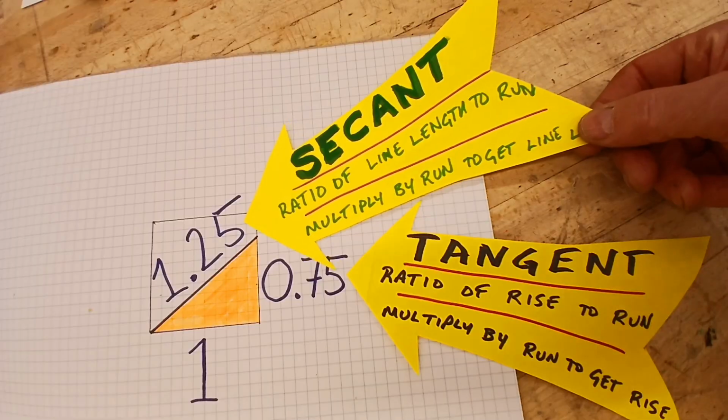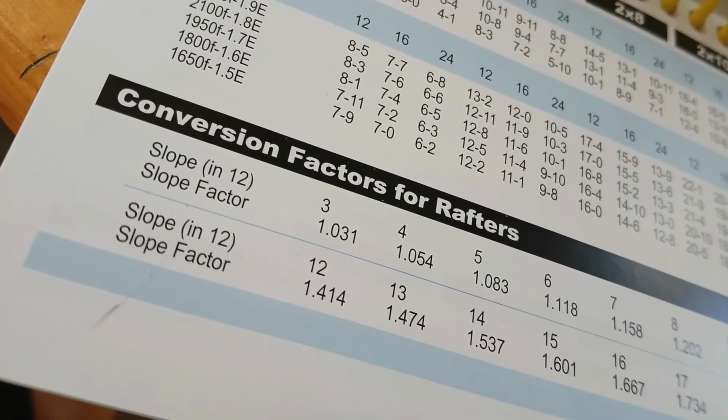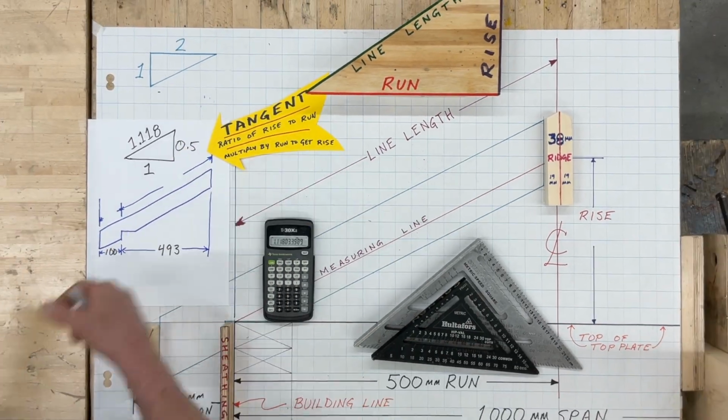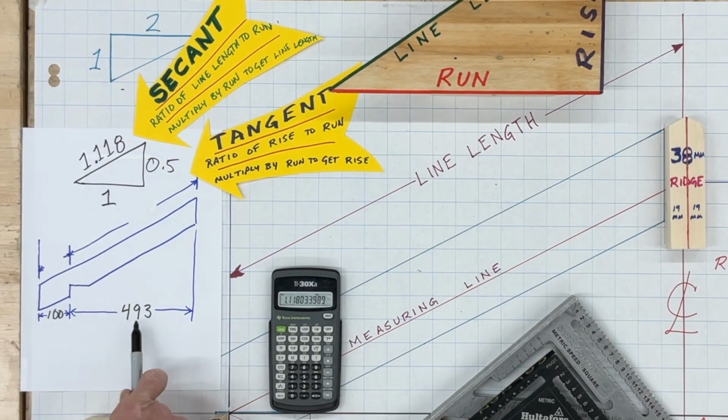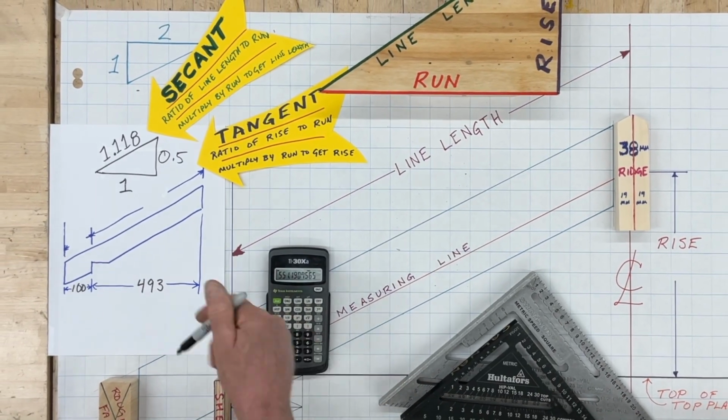In trigonometry, it's called the secant ratio. Alberta carpenters call it the slope gain factor, or the SGF, and the span tables call it the slope factor. What's good about the secant ratio is that you can multiply it by any run in any units, and it will give you the line length in those units.